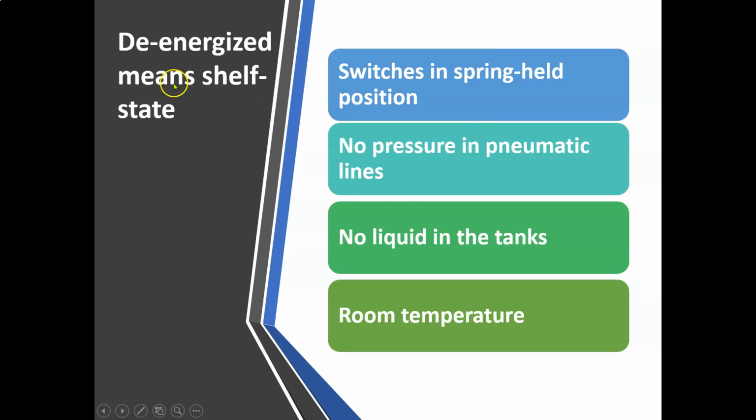Okay, so de-energized means the shelf state. So the switch is in its spring-held position. You're going to have, say, an armature on a relay, and it's being held by a spring, and that coil, when it's energized, is going to overcome that spring and pull down or push up the armature. So the switch is in its spring-held position. Again, that's the normal state when you're buying it off the shelf at Home Depot: no pressure, no vacuum or pressure on the lines, no liquid in tanks, and room temperature, so not too hot, not too cold.